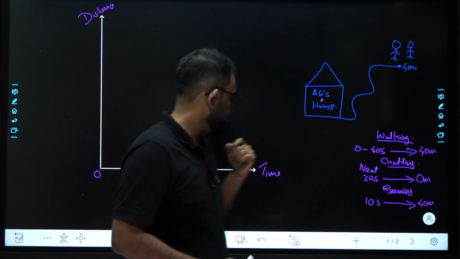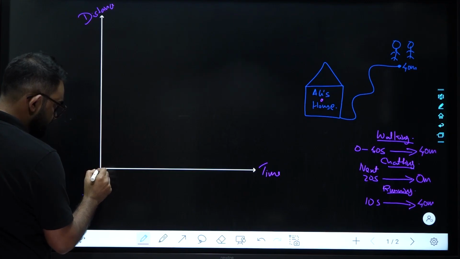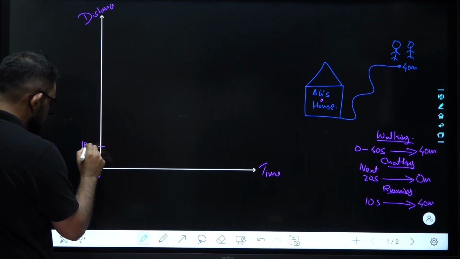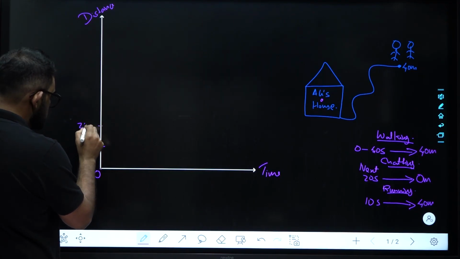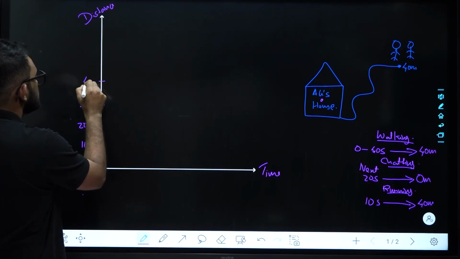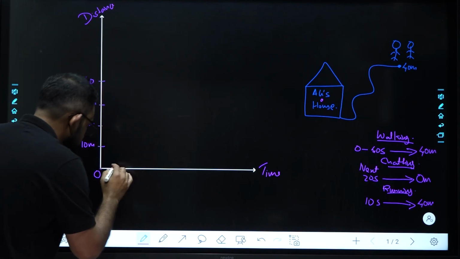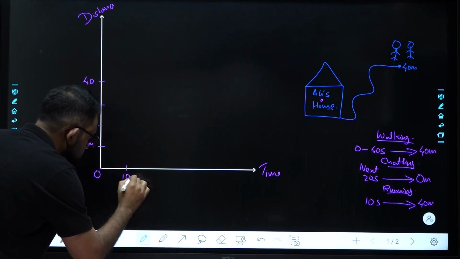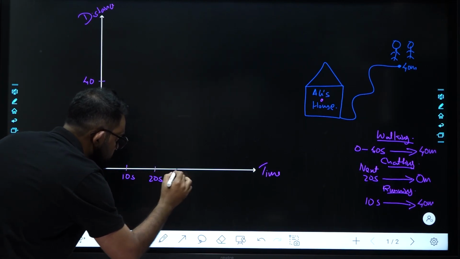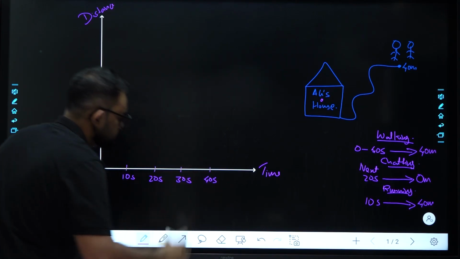In 40 seconds. Let's say this is 0 meter, and let's say this is 10 meter, this is 20 meter, this is 30 meter, and this is 40 meter. So this is the 40 meter mark. Then in the time axis we need to plot, this is 10 seconds, this is 20 seconds, this is 30 seconds, and this is 40 seconds.